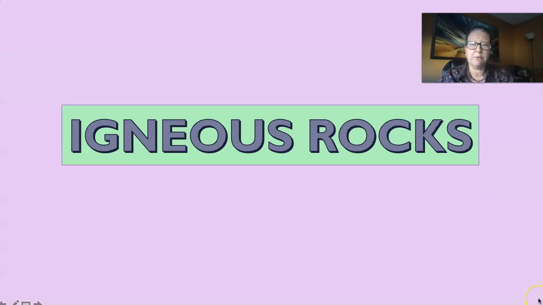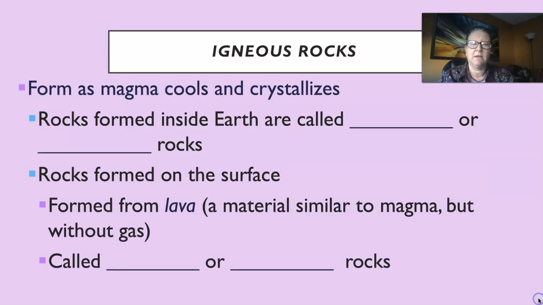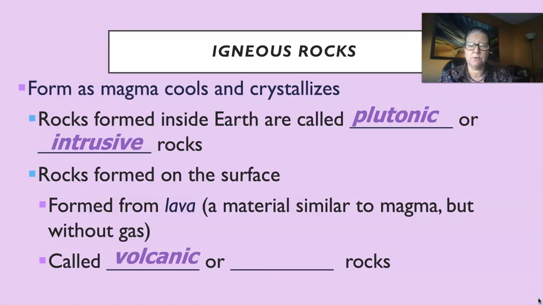So let's talk about the three rock types in terms of the key features that you should make sure you understand. First of all, igneous rocks form from magma, and they cool and crystallize to form solid rocks, just like water freezes and forms ice. Rocks that form and cool inside the earth are called plutonic or intrusive, and rocks that form on the surface, typically from volcanoes, are volcanic or extrusive.